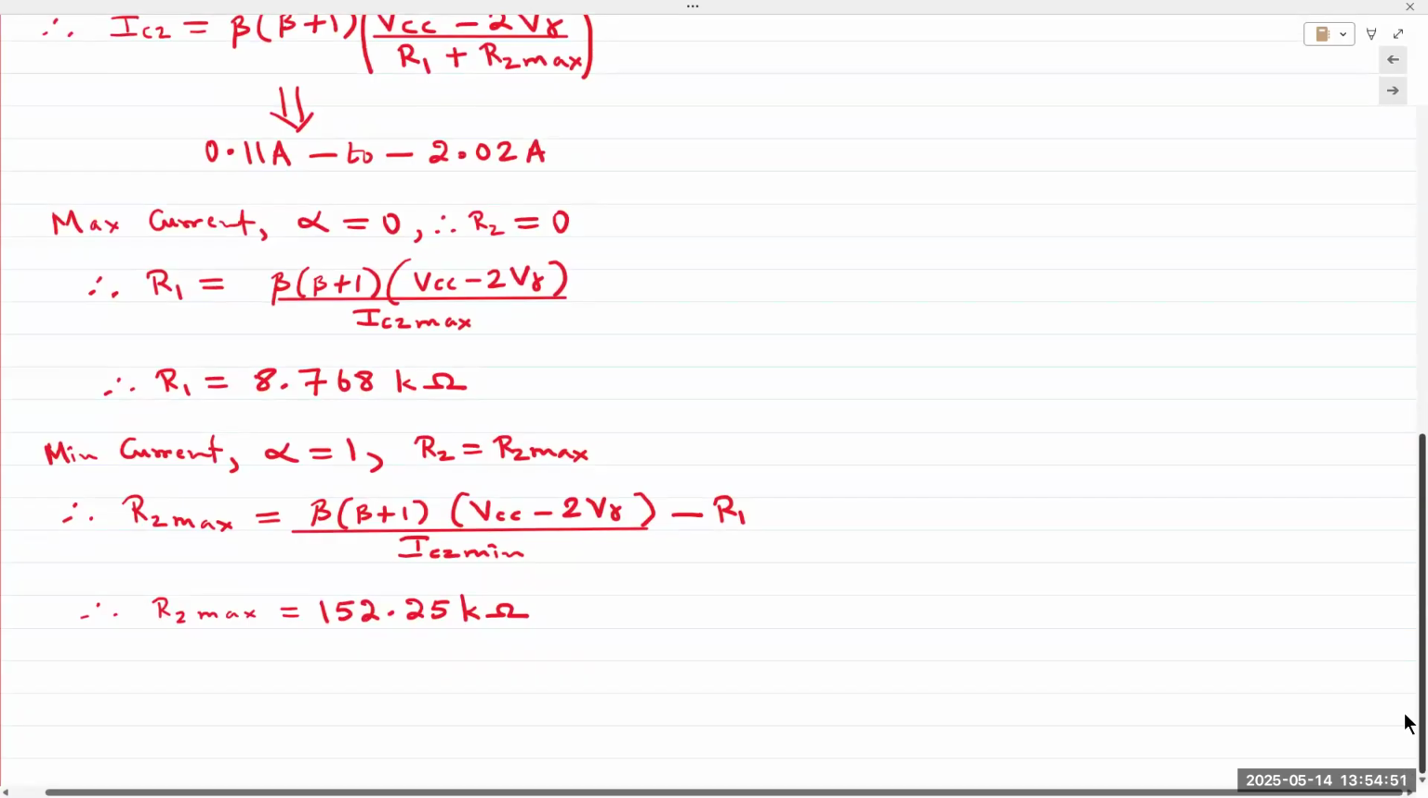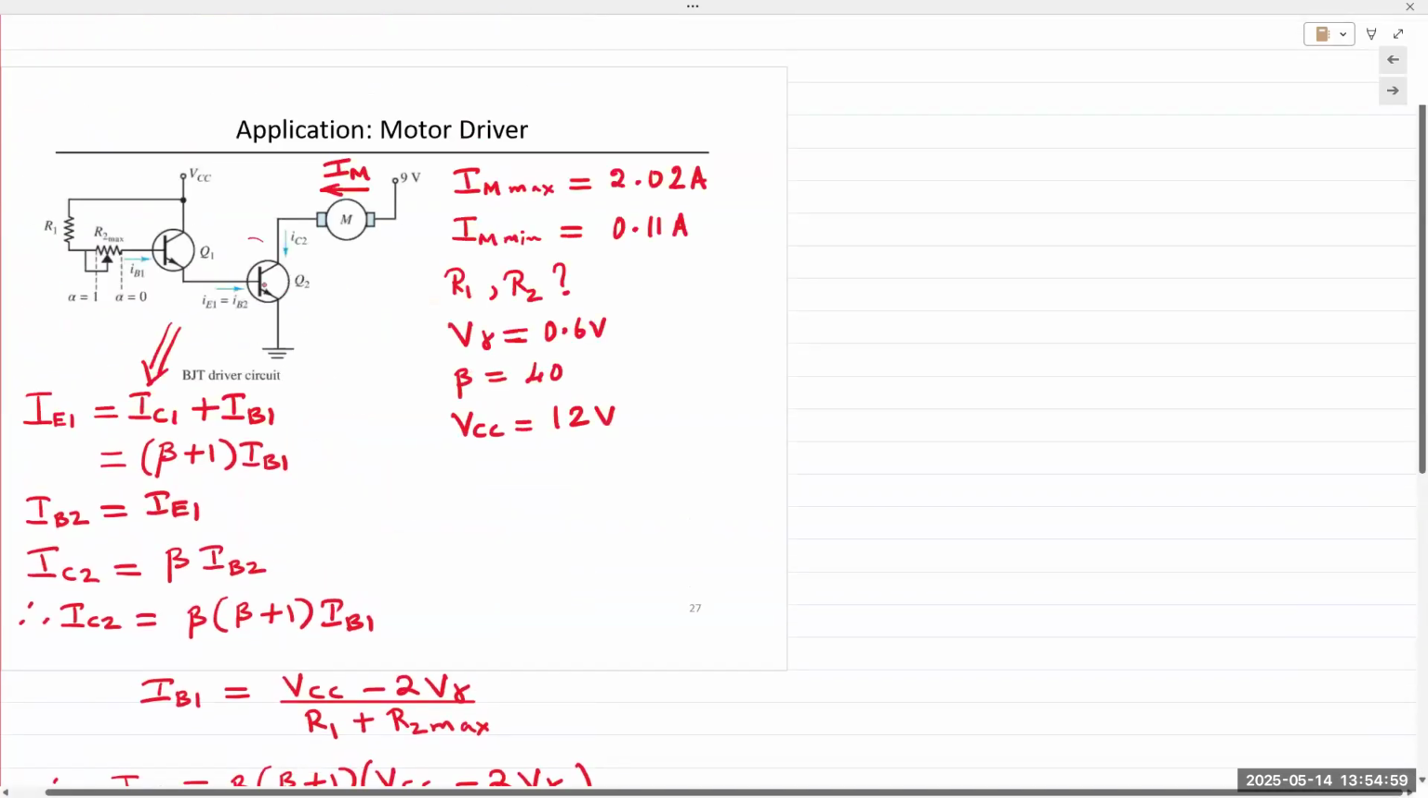So the first half of the circuit is exactly the same as the previous one, the battery charger circuit. The second half is simply a regular BJT that allows the motor current to flow through itself, right? 2000 milliamps.